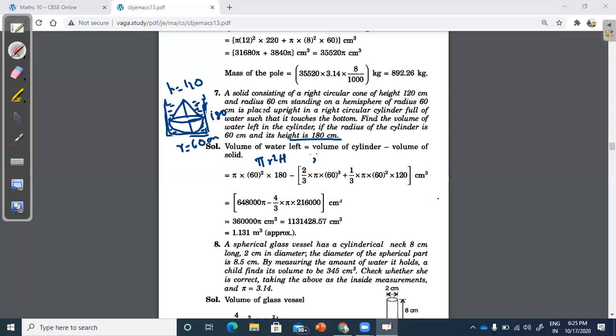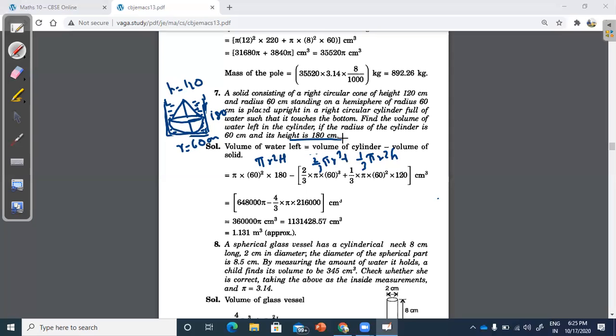One is the hemisphere, so that is 2 by 3 pi r cube. And this is 1 by 3 pi r square h. That is the cone. So that's what we are doing. This is the volume of the cylinder. You are subtracting 2 by 3 pi r cube, radius is 60, and 1 by 3 pi r square h from the cylinder. So when I calculate that, I'm going to get the volume of the water that is going to be left behind. So when you calculate that, you get 1.131 meter cube.